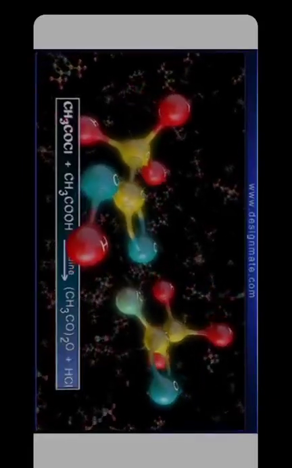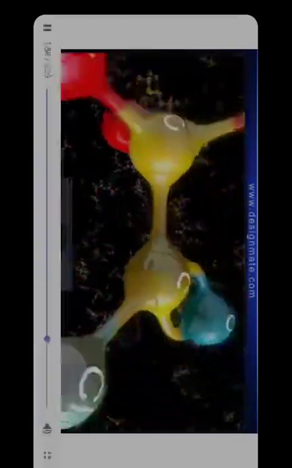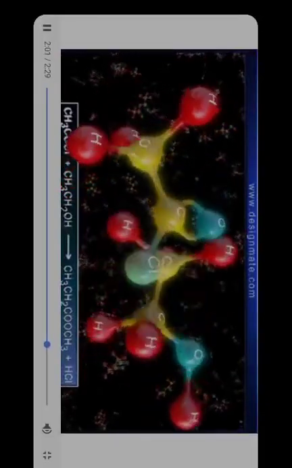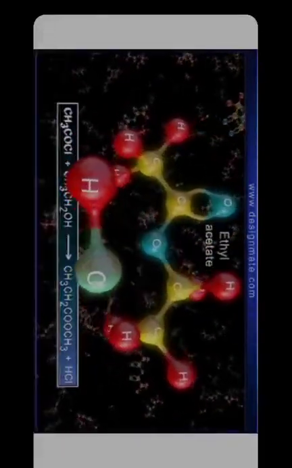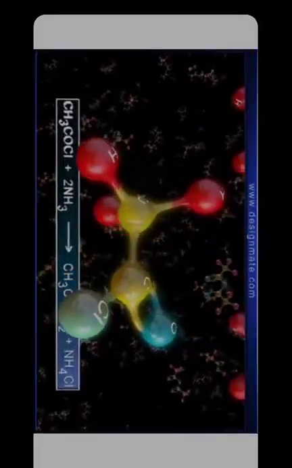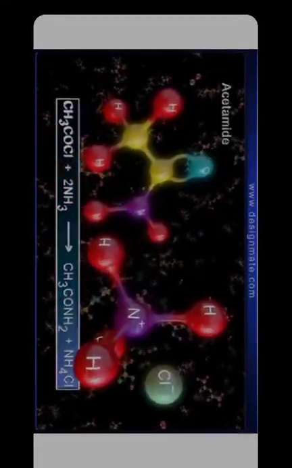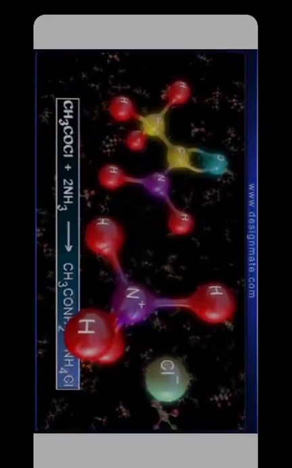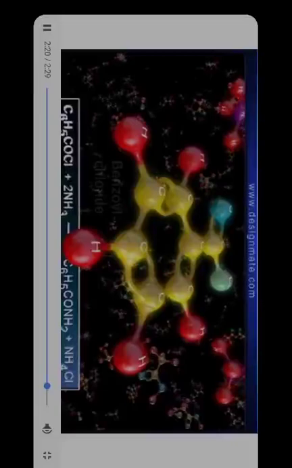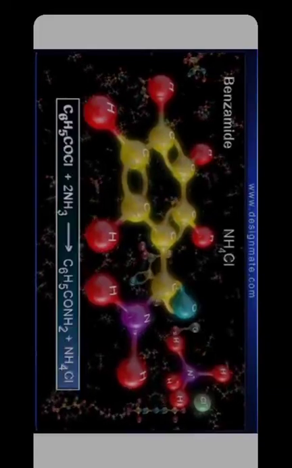Acetyl chloride in the presence of a weak base like pyridine reacts with acetic acid to give acetic anhydride and HCl. Acetyl chloride reacts with ethanol to give ethyl acetate and HCl. Acetyl chloride reacts with ammonia to give acetamide and NH4Cl. Benzoyl chloride reacts with ammonia to give benzamide and NH4Cl.